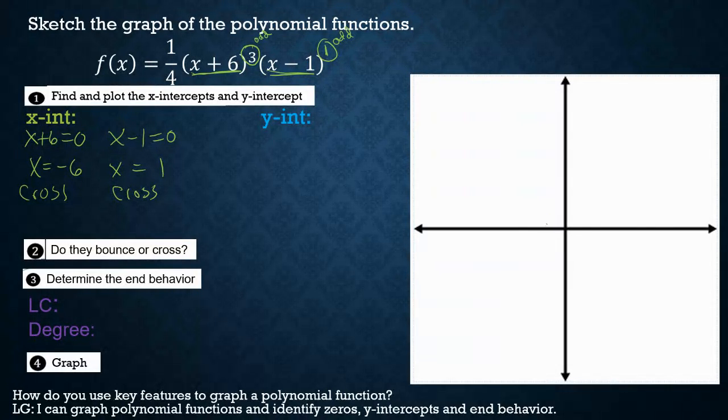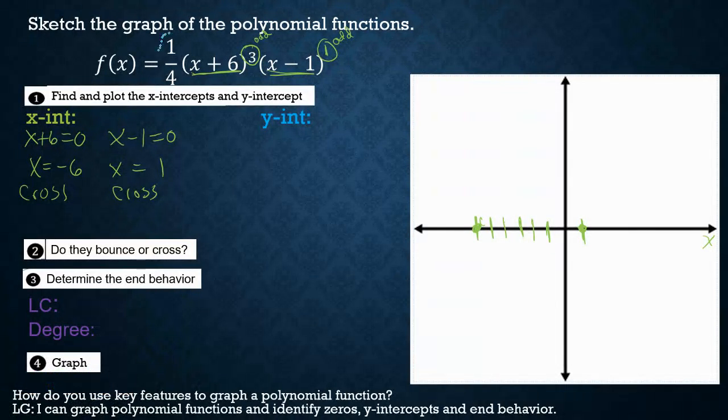So we're going to go to -6: 1, 2, 3, 4, 5, 6. I'm going to put a big dot, and I'm going to put a little c so you know it crosses. And I'm going to go to positive 1, and it's going to cross. So those are your two x-intercepts. All right, now we're going to calculate the y-intercept.